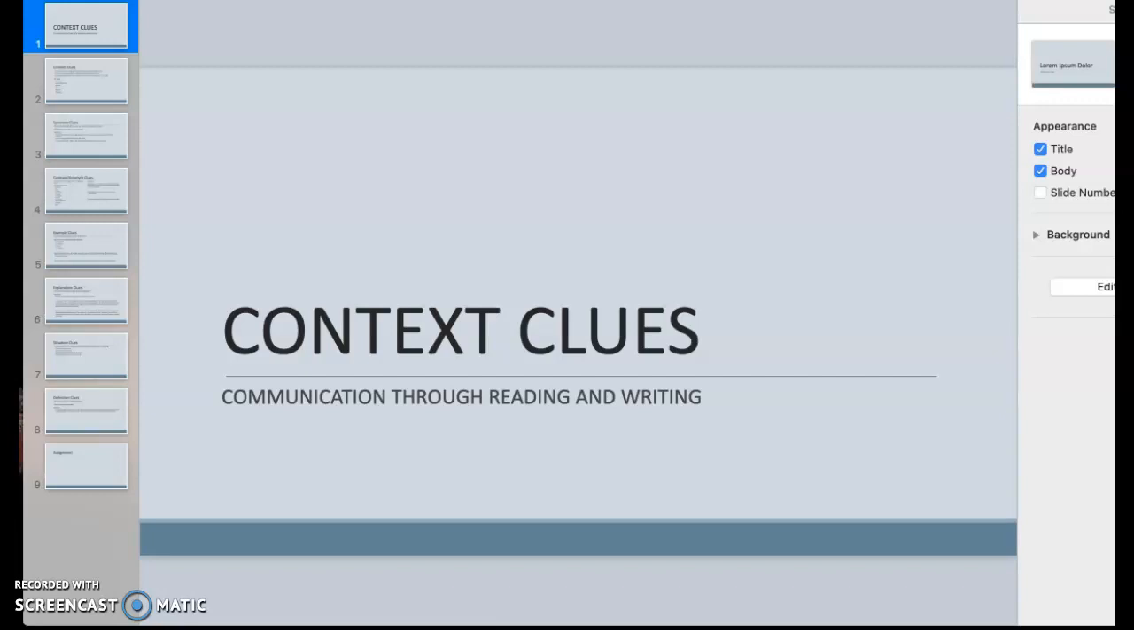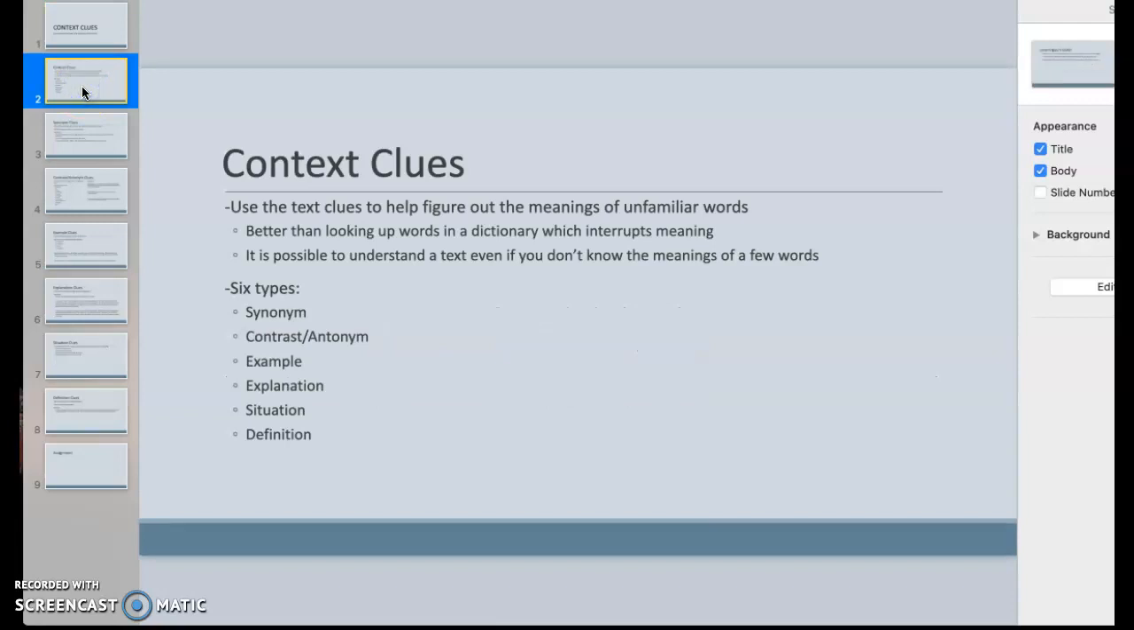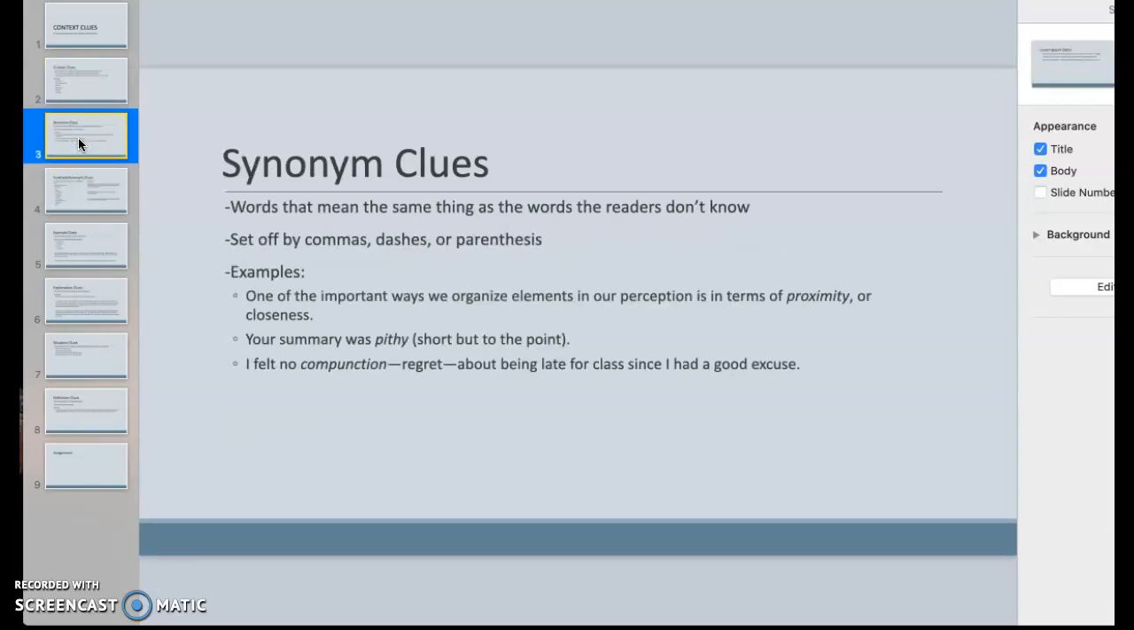And so it can be very helpful to be able to figure out words based on context clues. And authors will a lot of times use context clues to help you figure out the meanings of unknown words. And there's a couple of different types. The first one of those types is the synonym type. Second is contrast or antonym. Third type is example. Fourth type is explanation. And then the sixth type is the situation or the definition. Definition is most commonly used in your textbook. So we'll talk about each one of these specifically, starting with synonyms.